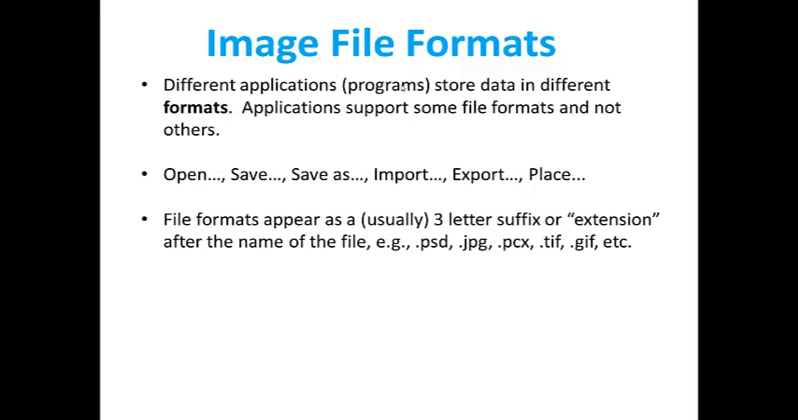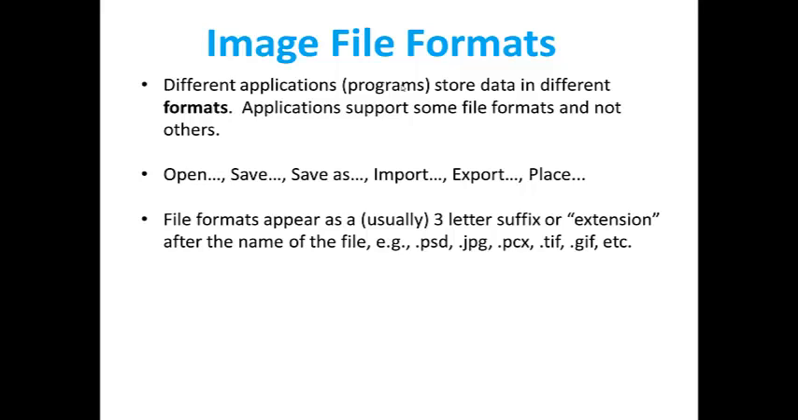After we talk about some basic concepts of images, now let's go to image file formats. We know the image can be represented by matrices. How are these matrices saved? In fact, different applications store data in different formats. Applications support some file formats and not others. If you go to many image software, you see menus like open, save as, import, export, place. Then you can choose a format to save the image.